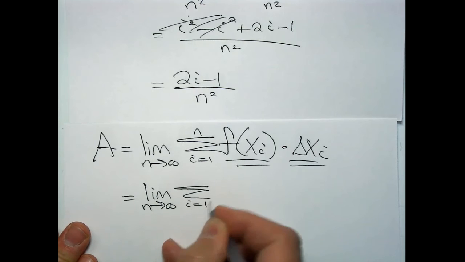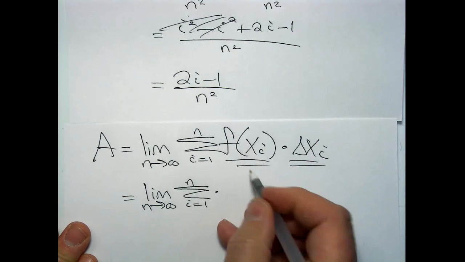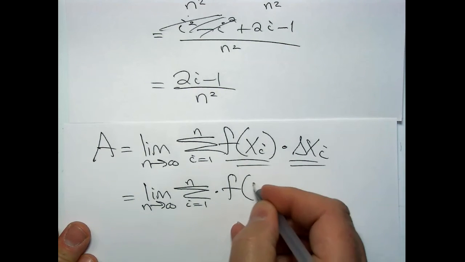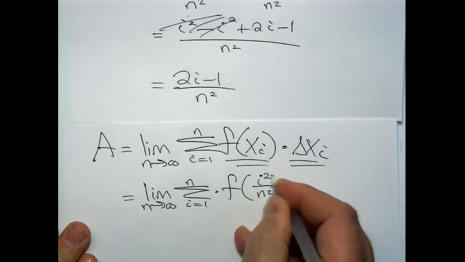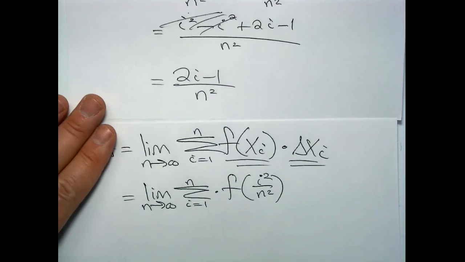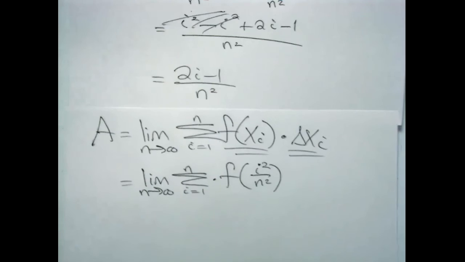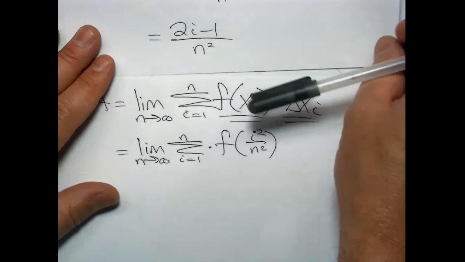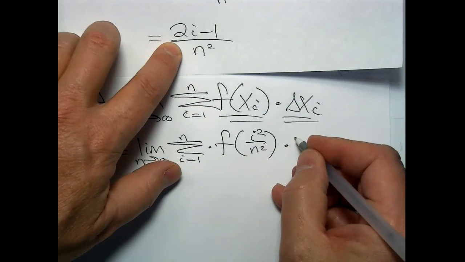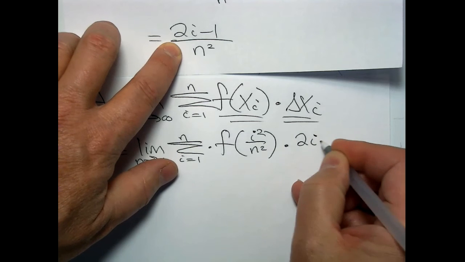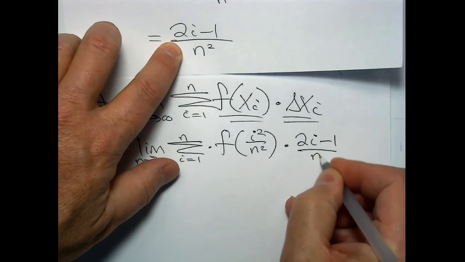Well, I think you're going to see in a moment that we chose well because we chose x sub i to be i squared over n squared. Just thought it was a good idea. It still covers the entire interval from 0 to 1. I did prove that. And I just came up with a formula for delta x sub i. It has an i in it.